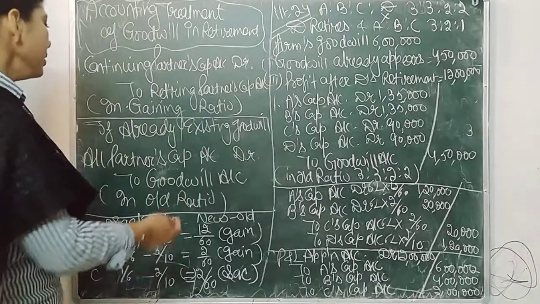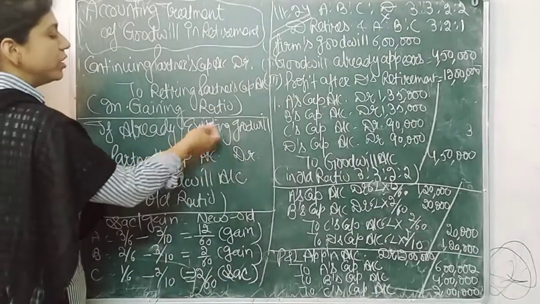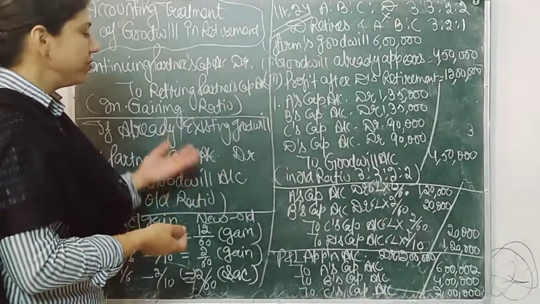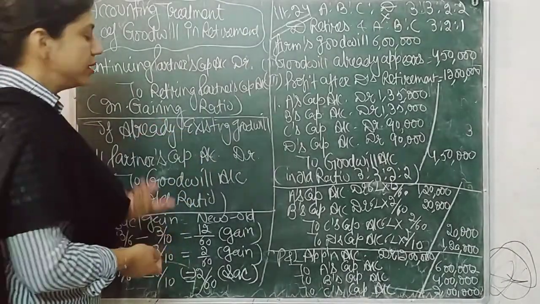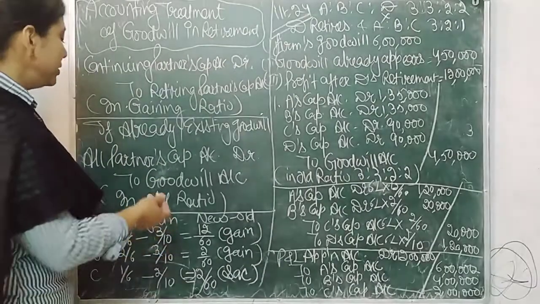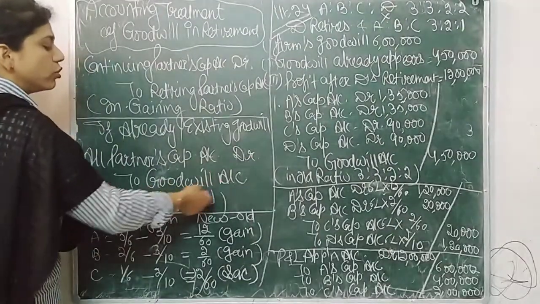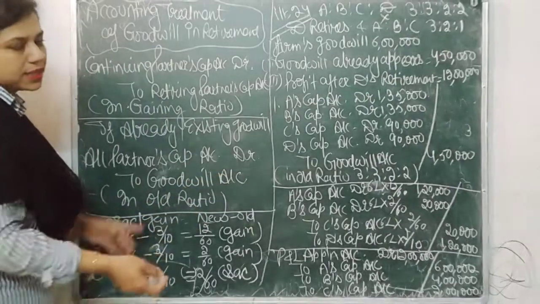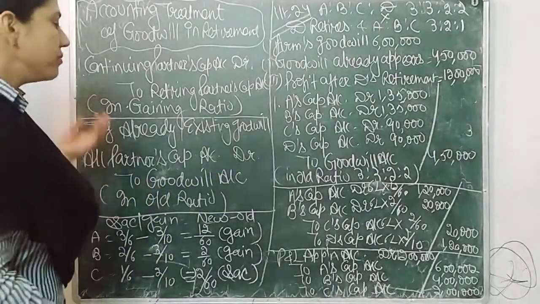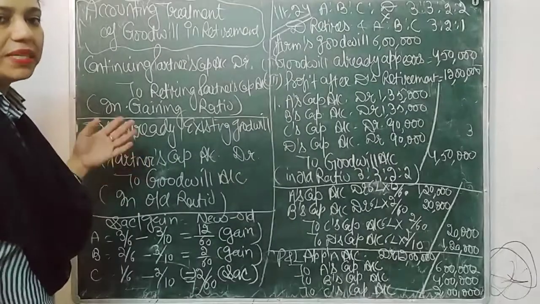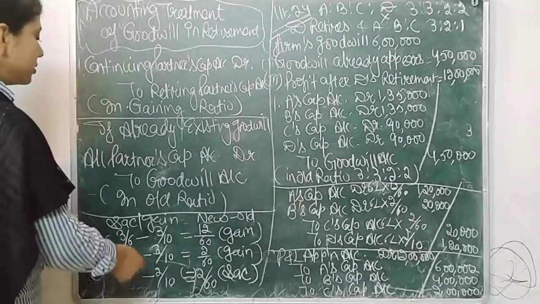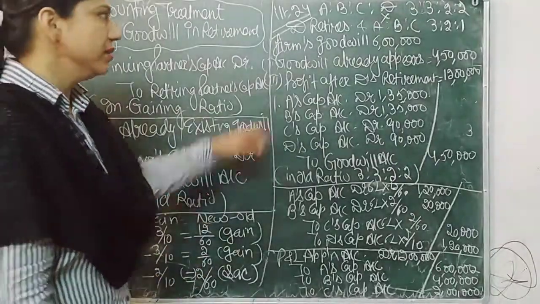credited. As I told you, if your existing goodwill is already there, then we have to remove that goodwill. So we have to write off that goodwill. In that case, all partners' capital accounts are debited to goodwill account in old ratio. It's just the same as admission. Whenever there is old goodwill, that means in old ratio. So we have an example here.